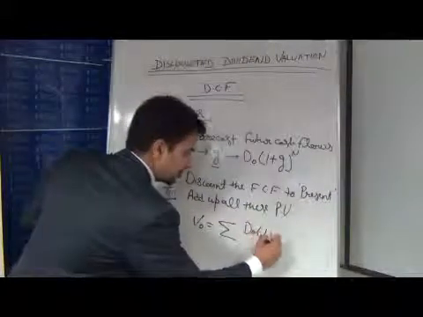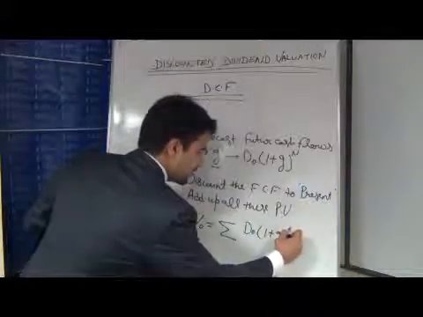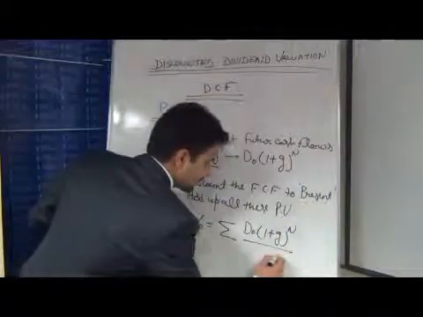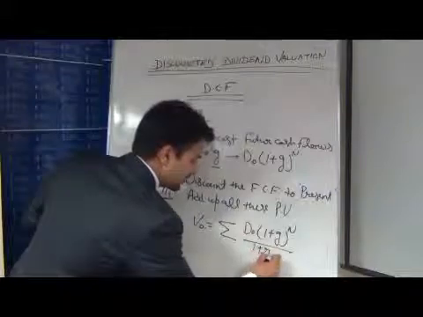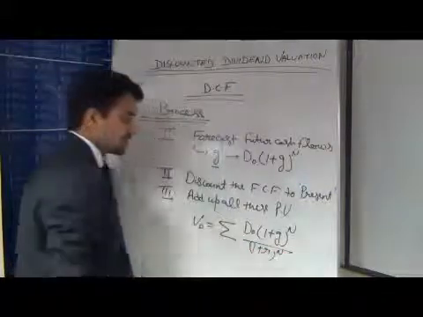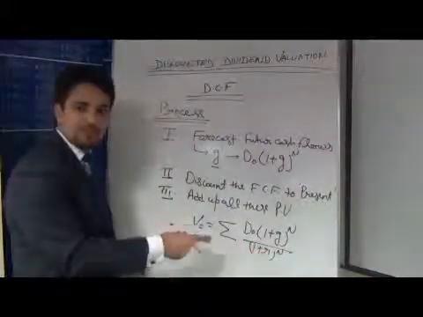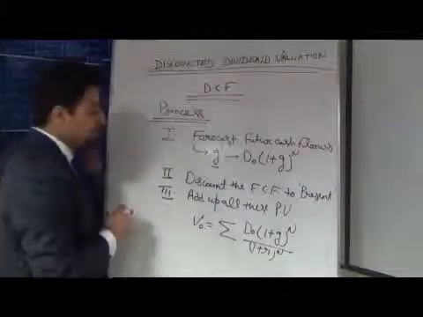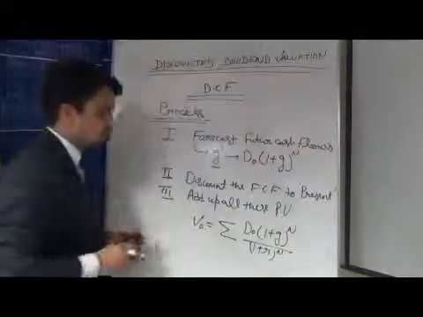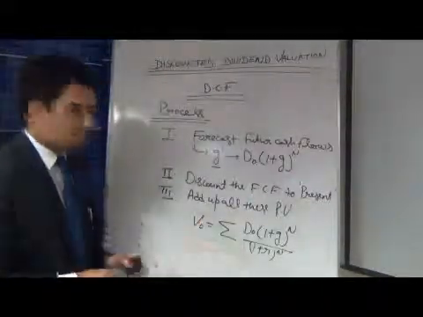This is a future cash flow, 1 plus G raised to power, let's say n, divided by 1 plus R raised to power n. Okay, so this is how you may value a security using discounted cash flow process applying dividend discount model. So we got the dividend over here as well.